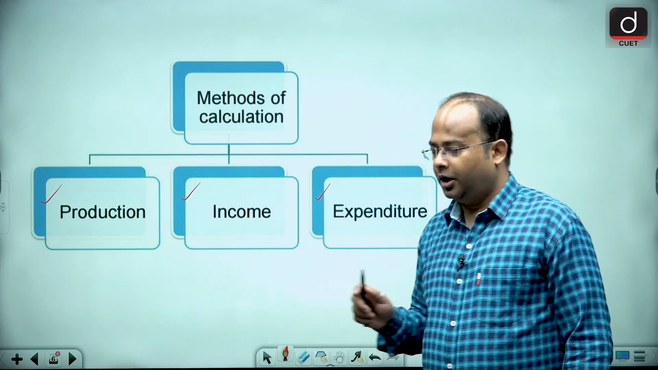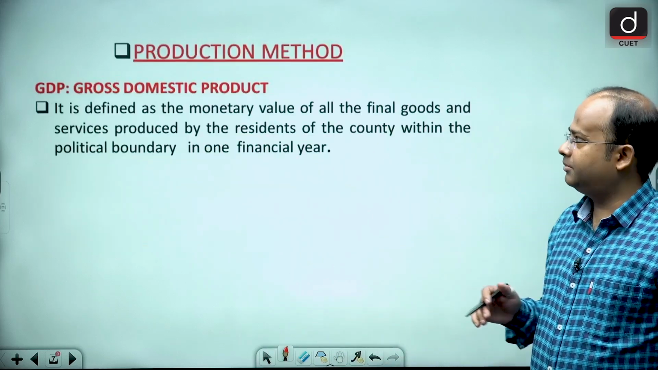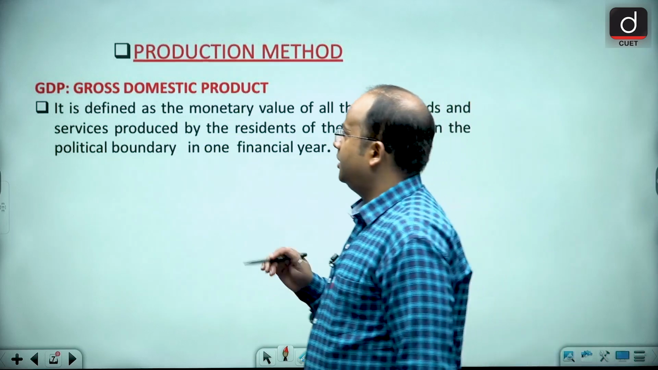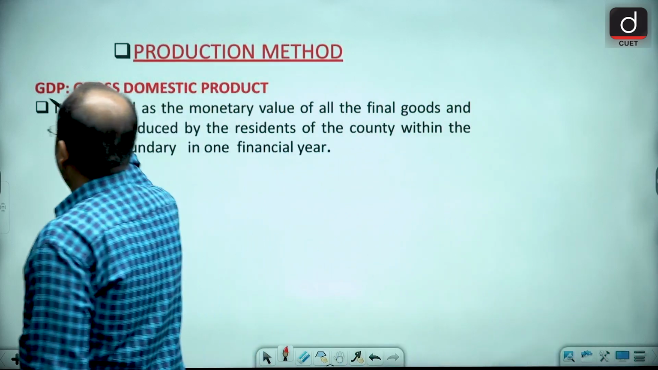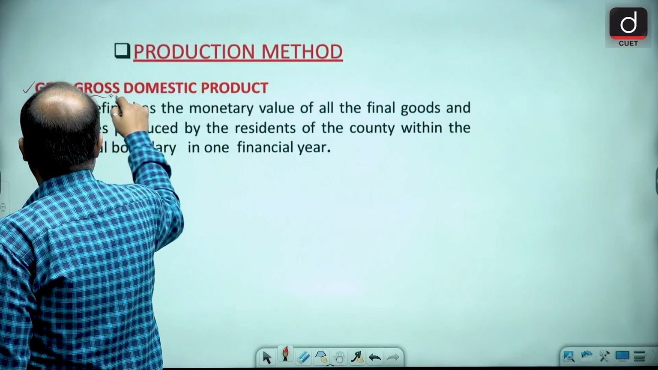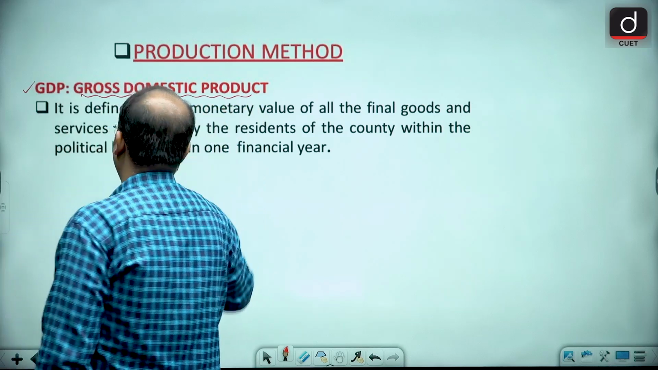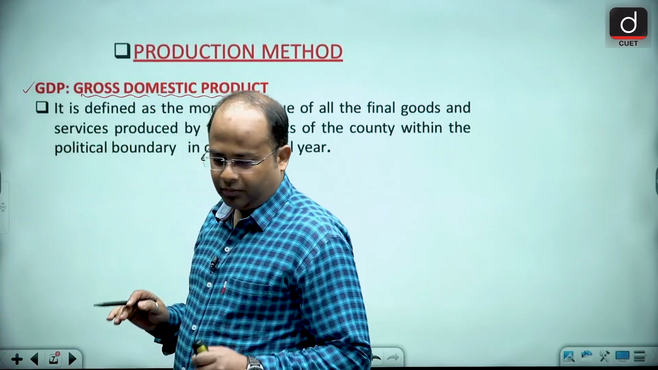Now let's start with the production method. In the production method, first of all, you have to understand what exactly GDP is. This is gross domestic product. Gross domestic product, what exactly is it?